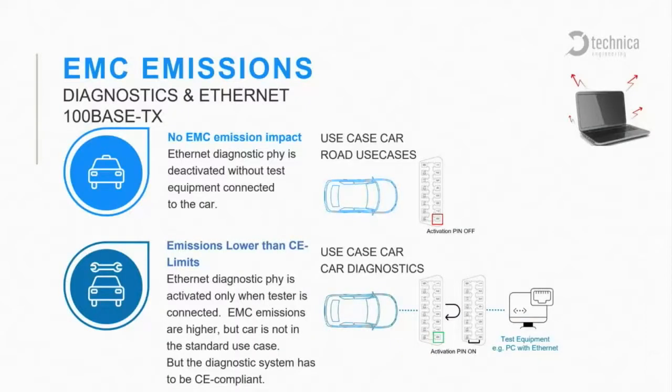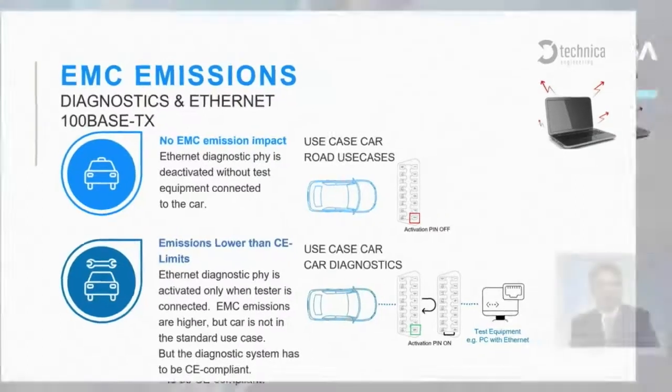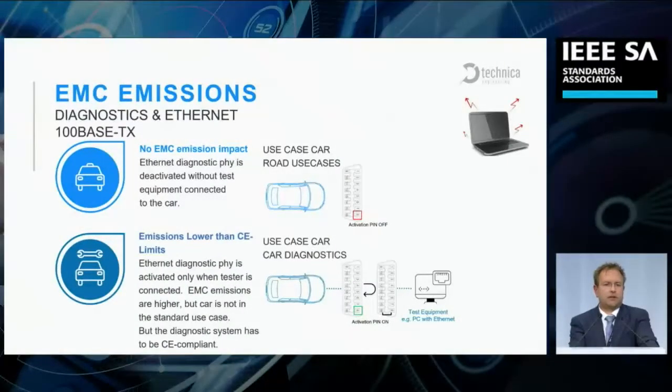When we talk about understanding the EMC requirements, there are two things: EMC emissions and EMC immunity. In this diagnostic use case, we have two situations: one where the car is on the road and no diagnostic is done, and another where the car is in standard use but with diagnostic on. In the situation where the car is in standard customer use and no diagnostic is available or needed, we detect this by looking at the activation pin.